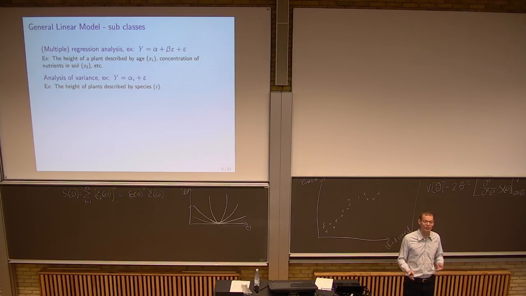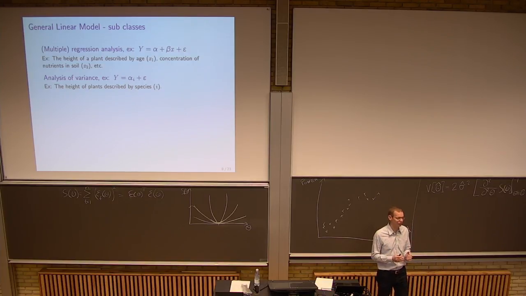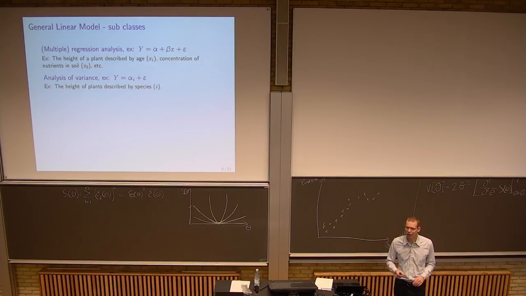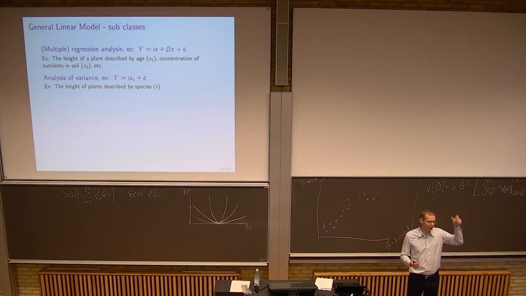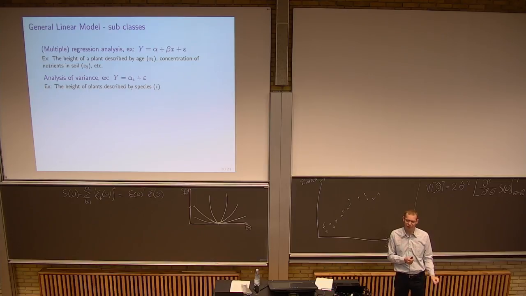How do you code this as a general linear model? That's another story. Basically, what you do is you have so-called indicator variables. I will do that later at some point, but now I'll just say it. So if you have two different species, make a model where the first one is just the average height of the reference species, and then you take the second column that is zero if the particular observation is not the species corresponding to the second column, and it's one if it is corresponding to that.